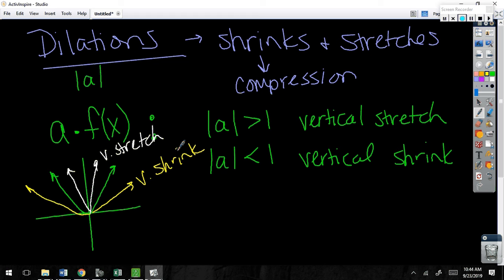Now, of course, we're not only talking about vertically, we are also talking about horizontally. So we could talk about f of a times x. Now I'm talking about horizontal dilations. We are really just skimming the surface here with transformations. We will delve so much deeper into this as we go. But this is really just getting your feet wet with these.